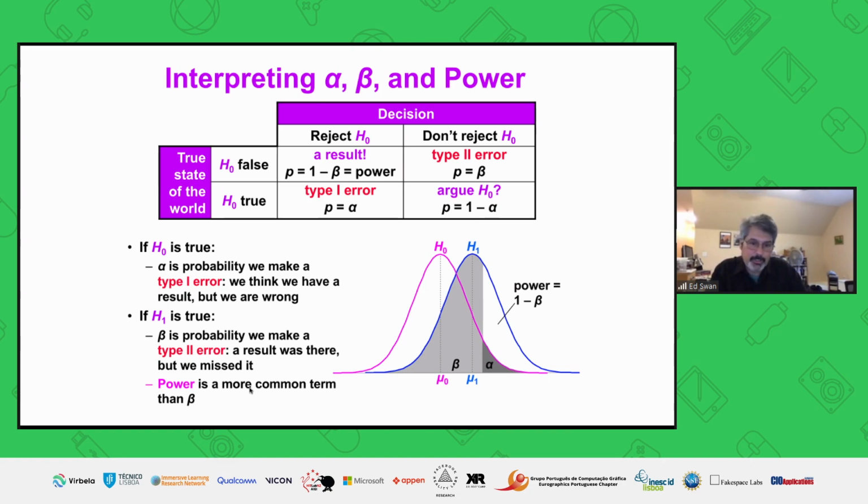Now, power is the more common term than beta. So power is 1 minus beta. Power is this part of the distribution here. But this is the meaning of the alpha level, 0.05, and then the power of the experiment, and the power is 1 minus beta. Any thoughts or questions about this?